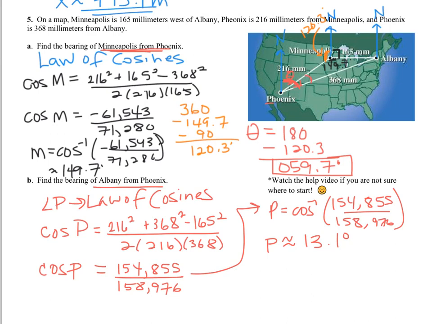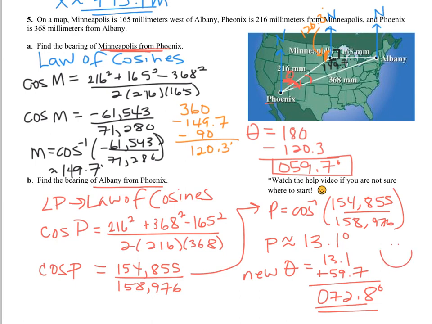Based on that, to get the bearing then, our new theta, we're going to take that 13.1 and simply add 59.7 to it. And you should get 72.8. So 072.8 degrees. And those are questions 4 and 5 from the 8.3 Day 2 worksheet.